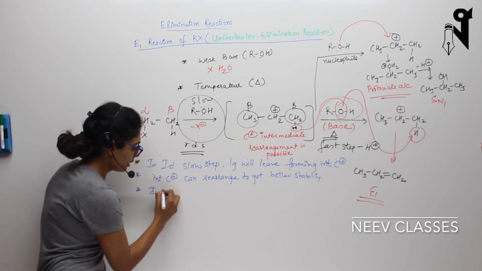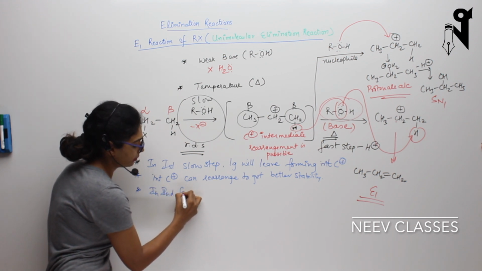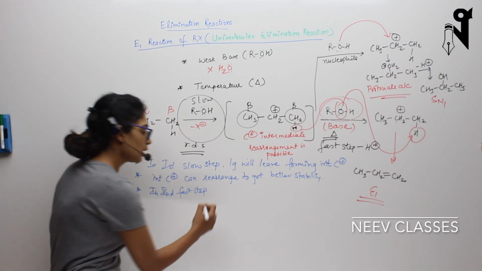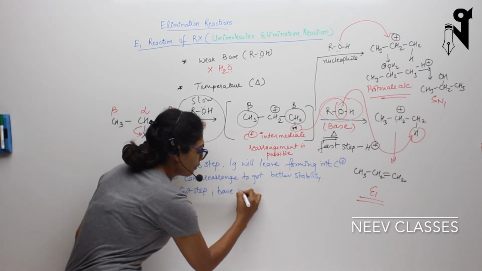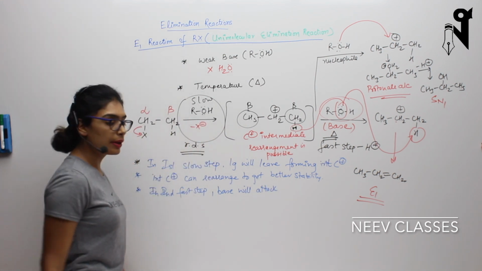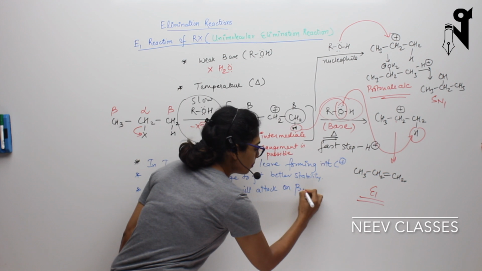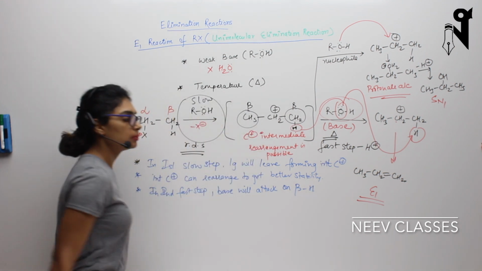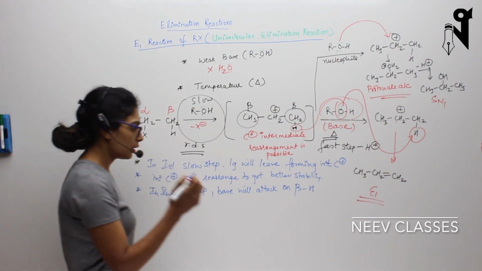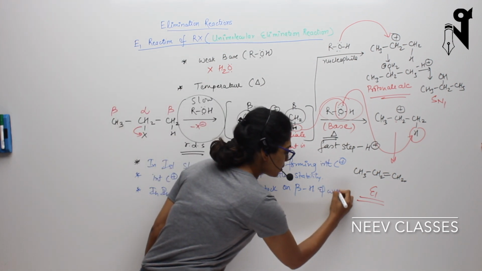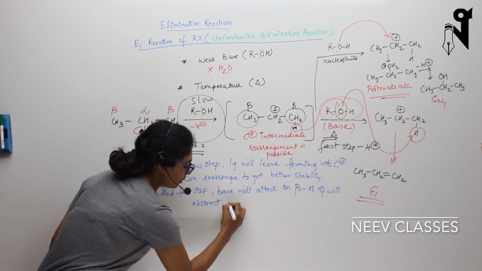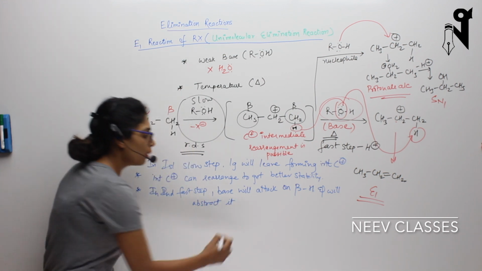In the second fast step, the base will attack a beta hydrogen and will abstract it, forming an alkene.